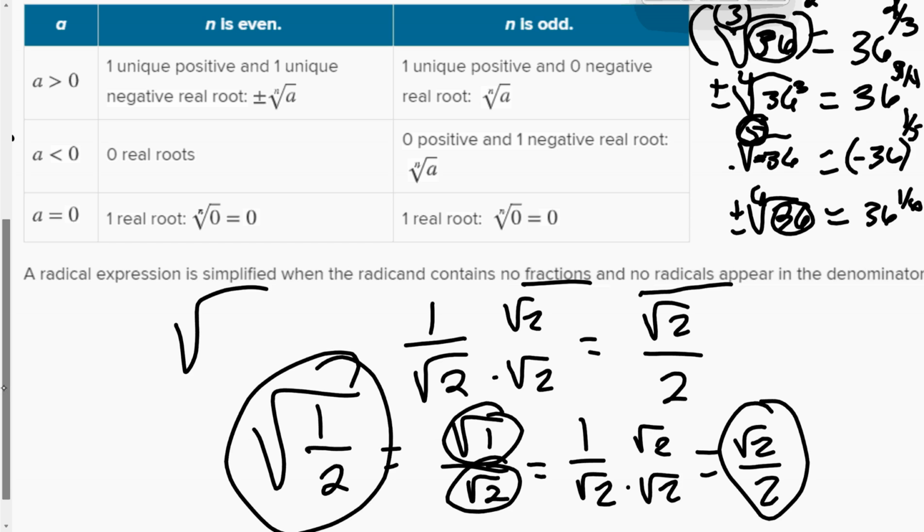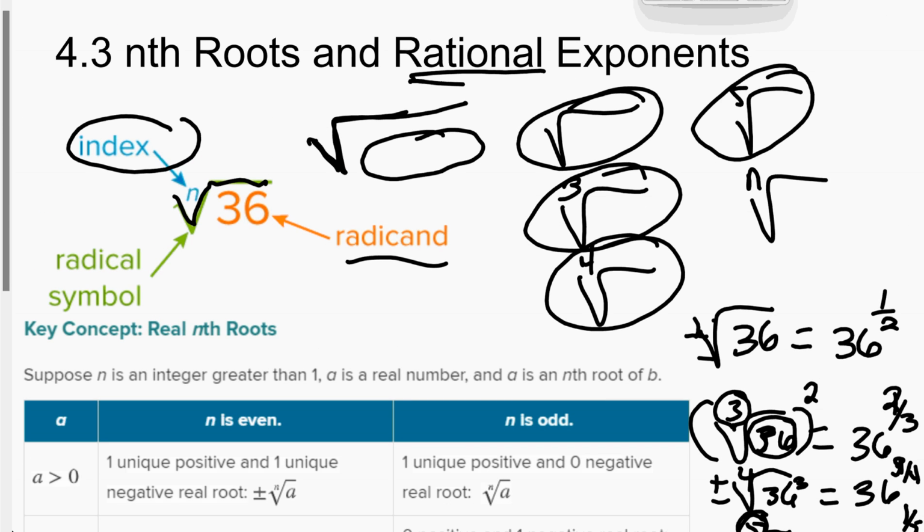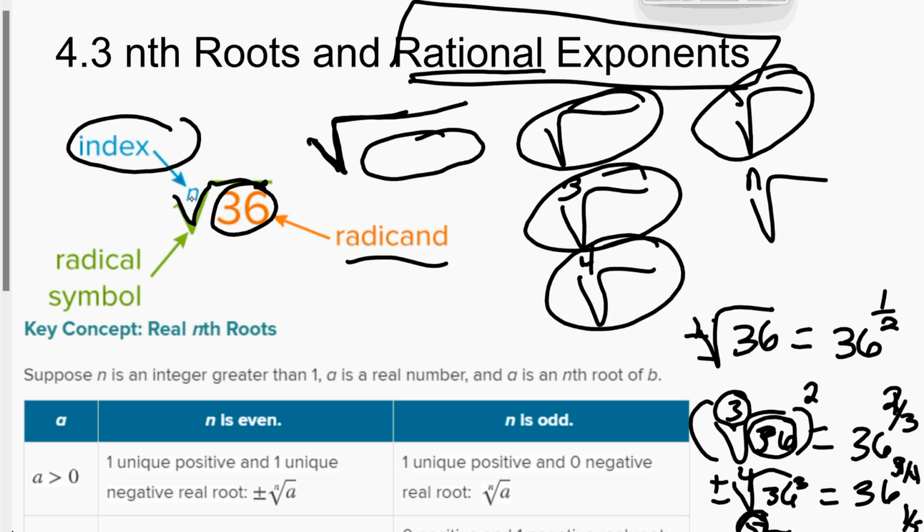That's basically the idea behind 4.3, turning roots into rational exponents, where the radicand is the base and the index is the denominator. If I have the nth root of any number, say a, raised to a power m, I can rewrite that with a as the base, m in the numerator, and n in the denominator, as an exponent. So that's the idea behind 4.3, nth roots and rational exponents.